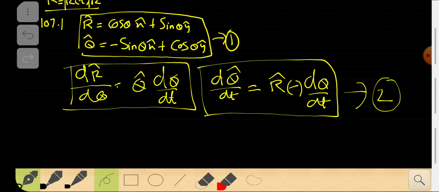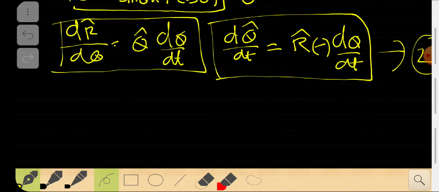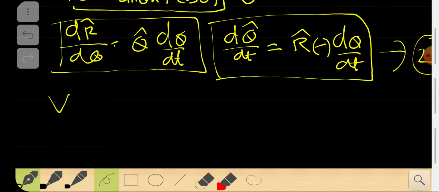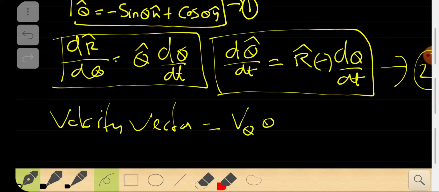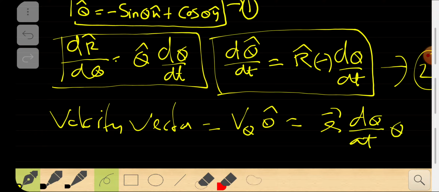Before this lecture, these are all the things that you have learned. You have also learned about the velocity vector, if you remember. The velocity vector has v of theta in the theta cap direction, which is equal to r times d theta by dt in the theta cap direction. That was also something that we derived.